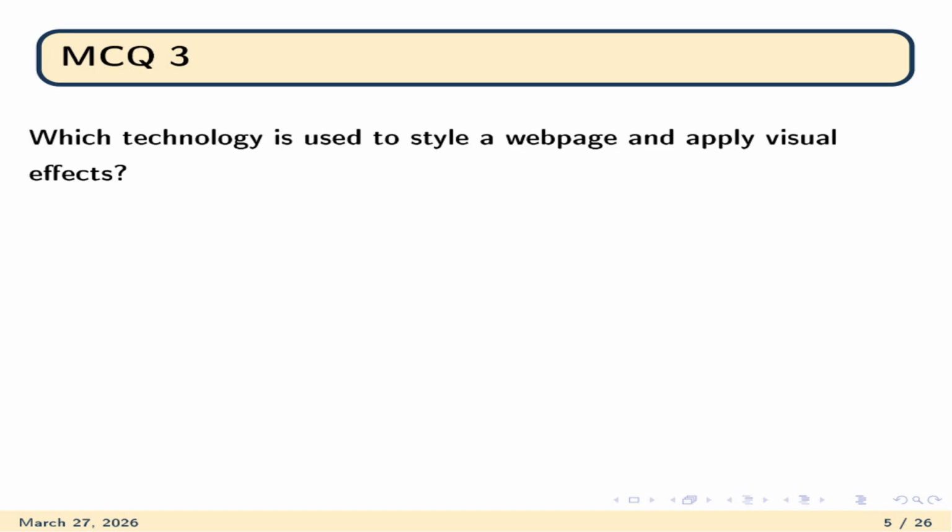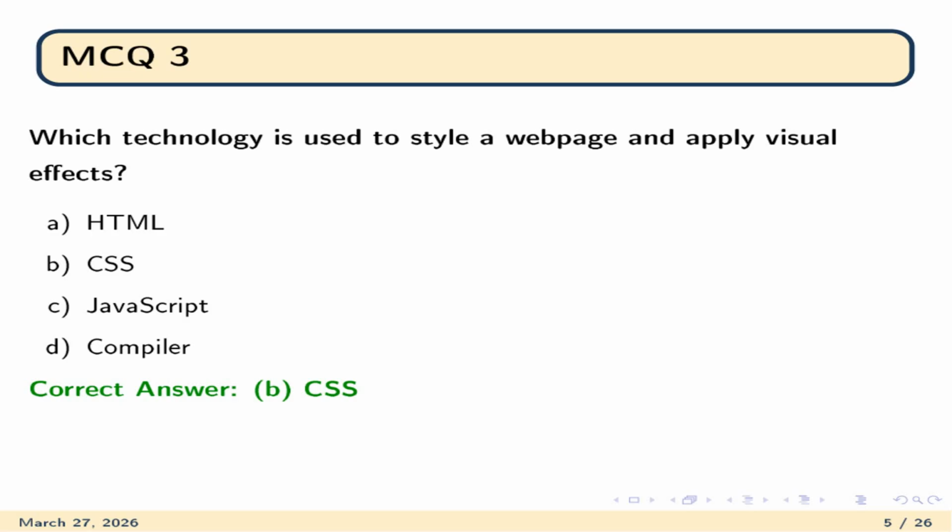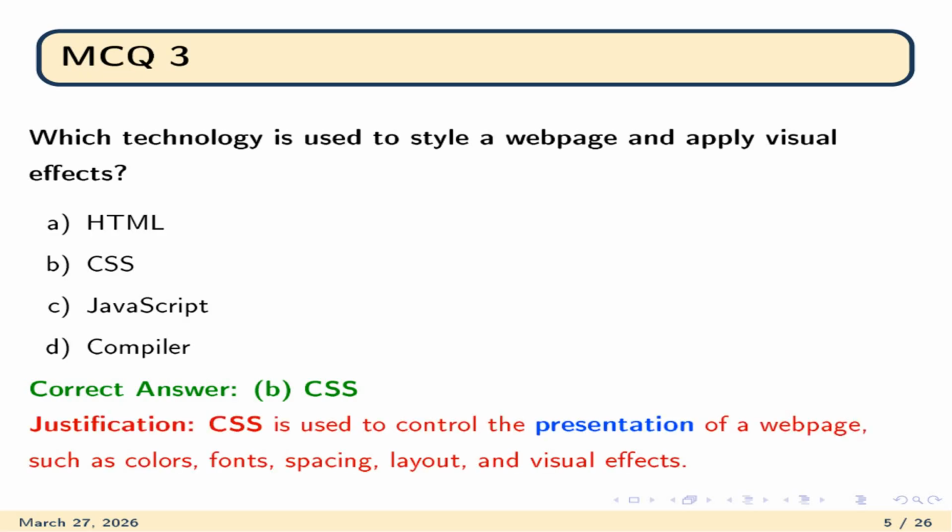Question number 3. Which technology is used to style a web page and apply visual effects? HTML, CSS, JavaScript, compiler. The correct option is CSS, because CSS is used to control the presentation of a web page, such as colors, fonts, spacing, layout, and visual effects.